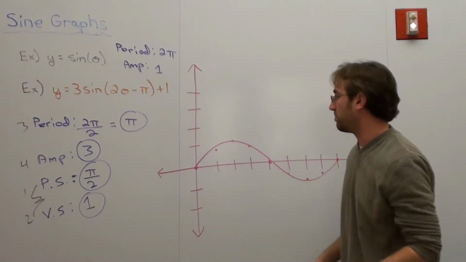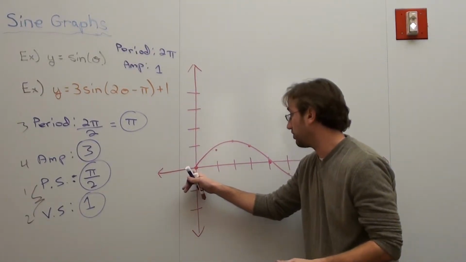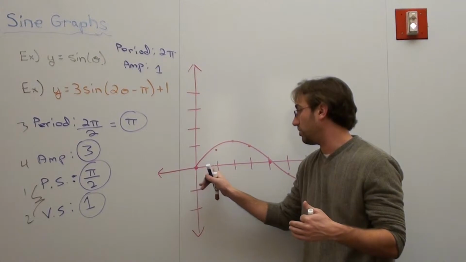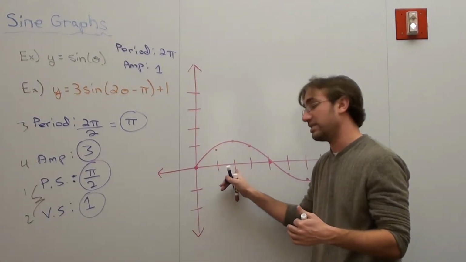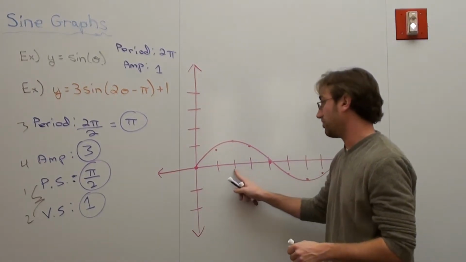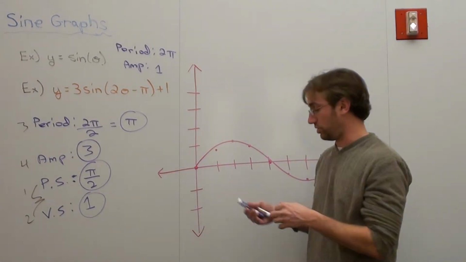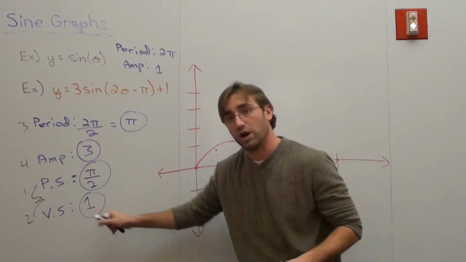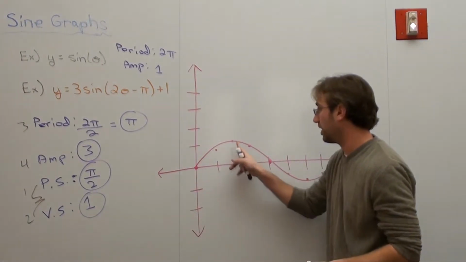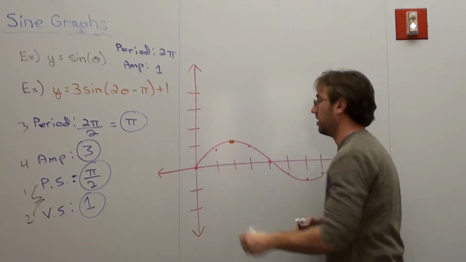So the phase shift is pi over 2, which means I'm going to take this point and shift it over pi over 2, or 90 degrees. Well, this is 45 degrees, that's 90 degrees. So my starting point's right here. No, it's not. That's your phase shift, your horizontal shift. Now you have to worry about your vertical shift, and your vertical shift is 1. So you shift it over here and you shift it up 1. So this point is actually right there.